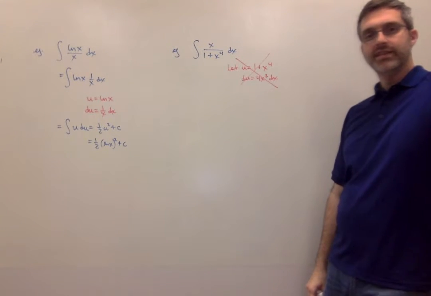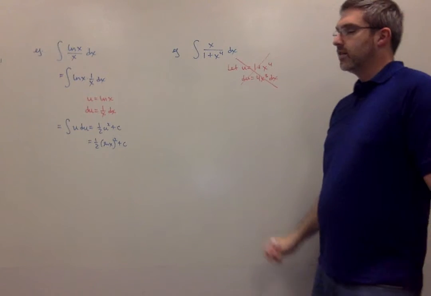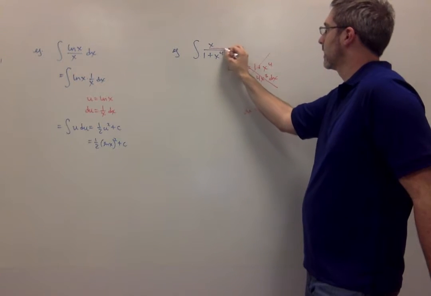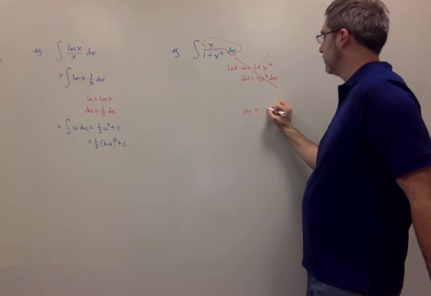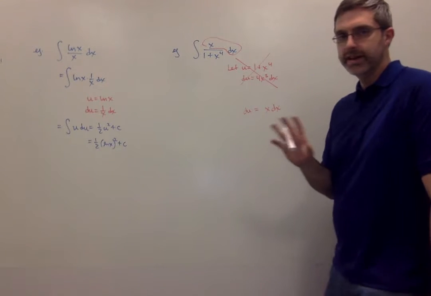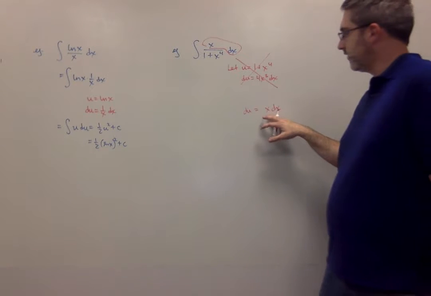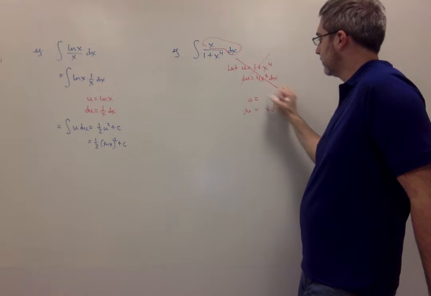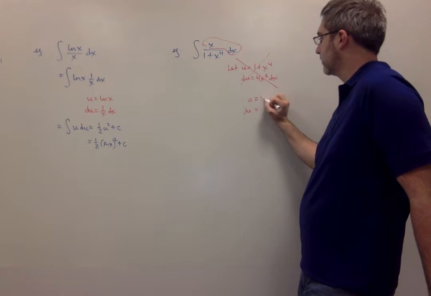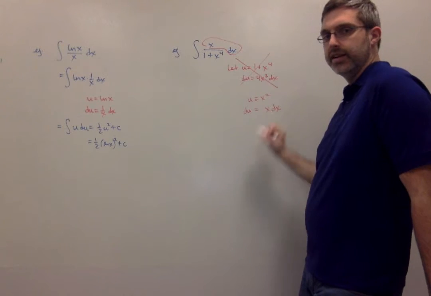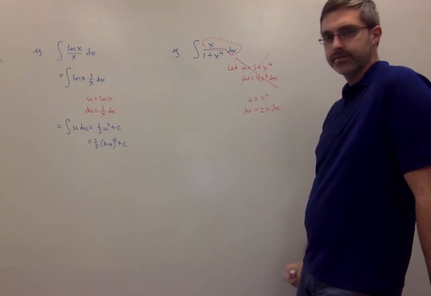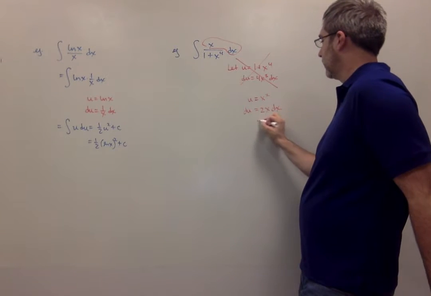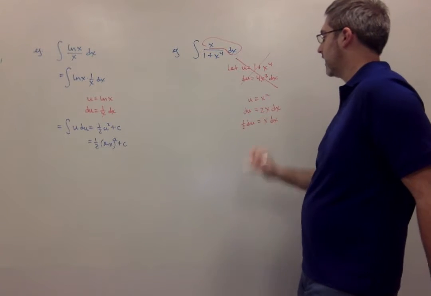So this actually won't work. Can you think of a different one? Well, if you look for the du here, if you think of the top being the du, again, we don't really care about constants. What function does x come from as the derivative? What would I differentiate to get x? Well, I would differentiate x squared, right? And if I differentiated x squared, I would get 2x. So let's see what happens if we do this. Now I only have x dx, so I have to put a 1/2 out front, but that's not a big deal.